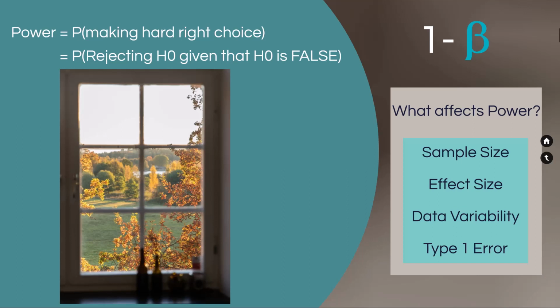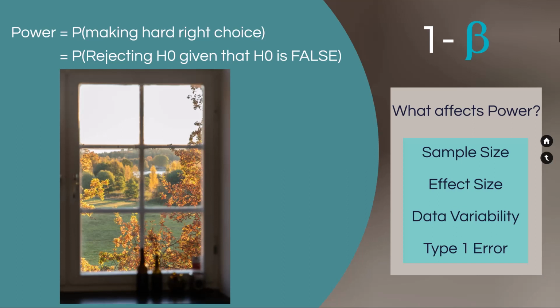Your sample size is the size of the window. So what's easier to look through, a giant picture window or a tiny peephole? If I have a larger sample size, I have a larger window to look through. It's much easier to see. The effect size, in my analogy, would be the size of the object I'm looking for. So if you imagine you're looking out this window, if I'm asking you to look for a mouse on the ground, that would be very hard. If I'm asking you to look for an elephant, that would be much easier.